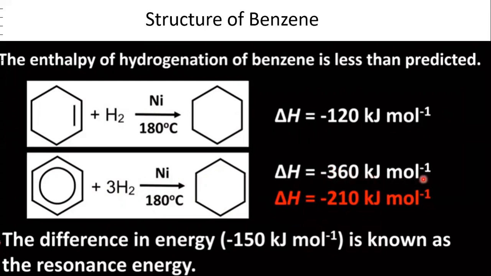But in the actual case, the value is less than predicted. So the enthalpy of the reaction for benzene with 3 hydrogens is minus 210 kilojoule per mole. The difference in energy between the predicted and actual values is minus 150 kilojoule per mole. This is known as resonance energy.